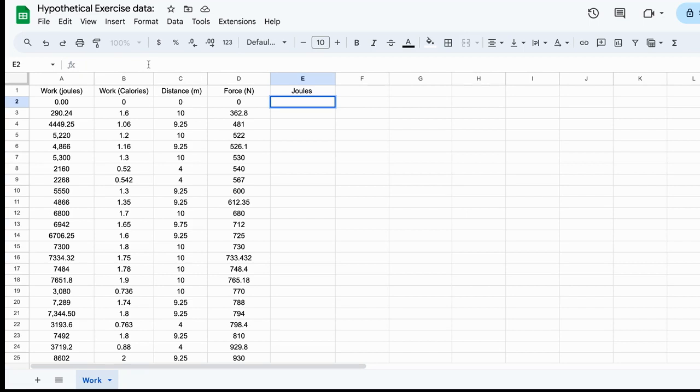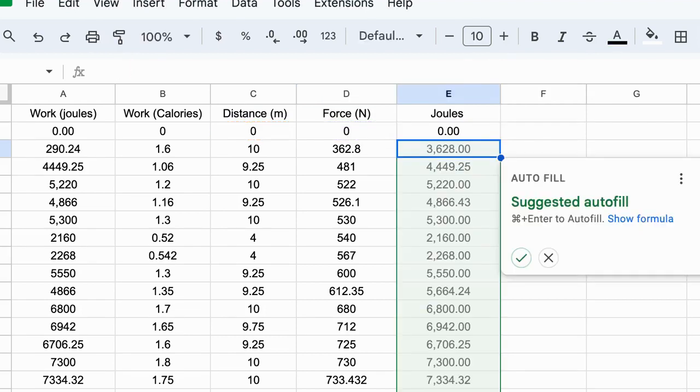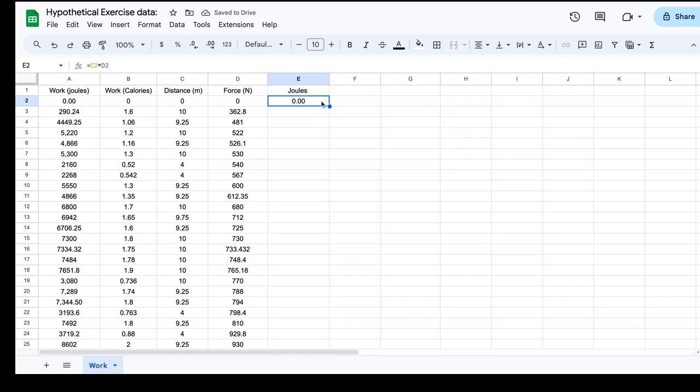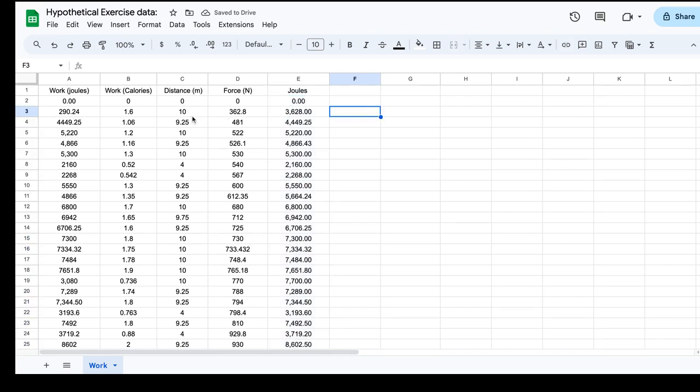You're going to put an equal sign, and you are going to say C2, which is distance, times, and that's a little asterisk, it's above the number 8, times D2. That is what I want you to do right here. Look at that. And then it said suggestion, fill it in. Sure, let's do it. I'm just going to drag that down, and it just did all of that data for me.